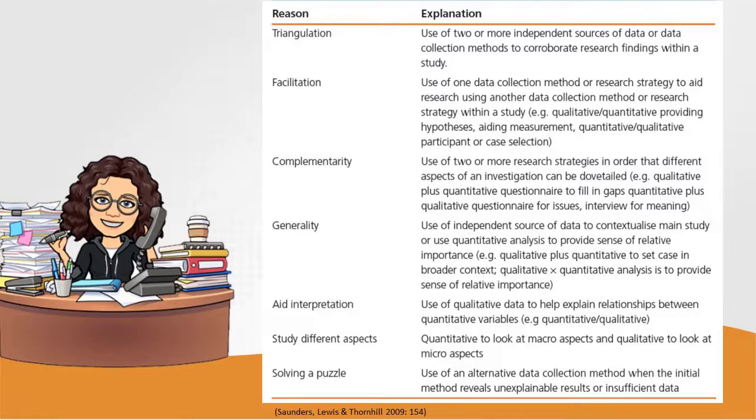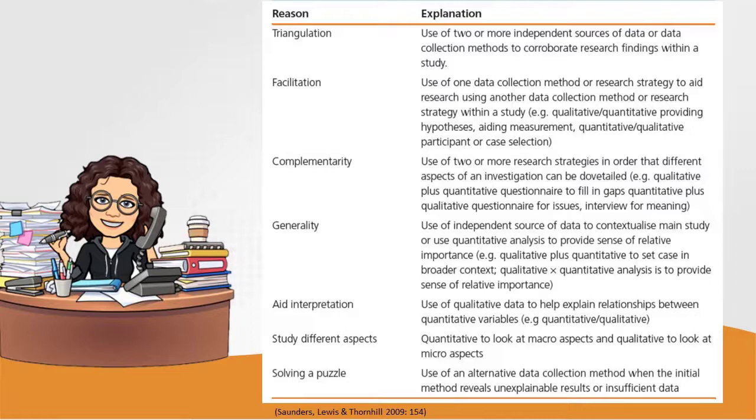To make this more complicated, you can also triangulate other things other than methods. You can triangulate data sources or investigators, and there's theoretical triangulation. But for this discussion, we are talking about methodological triangulation, not the rest. If you are mixing methods for other reasons than the 2 methods corroborating each other, you are still using mixed methods, but you are not triangulating.